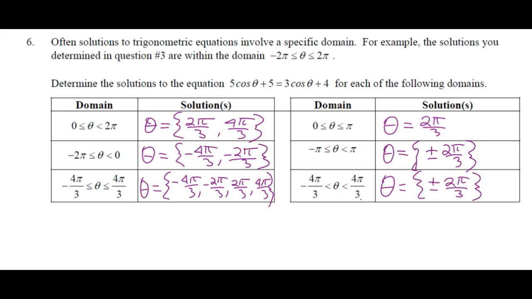Okay, so watch your domains, okay? Especially on multiple choice where there's no part marks, right? It's an all or nothing. And if you blow it because of the domain, that's just wrong.